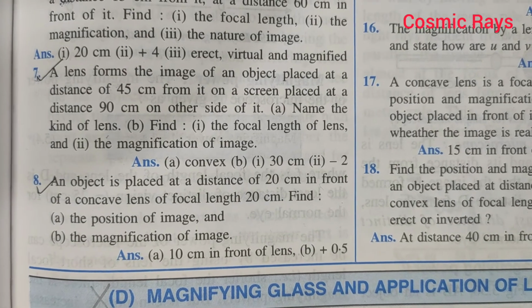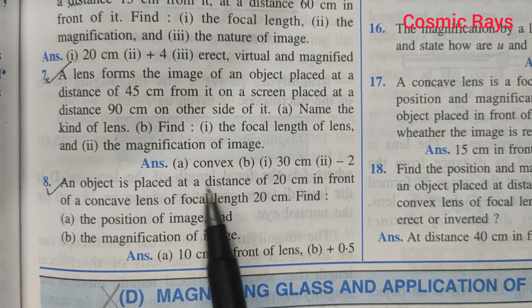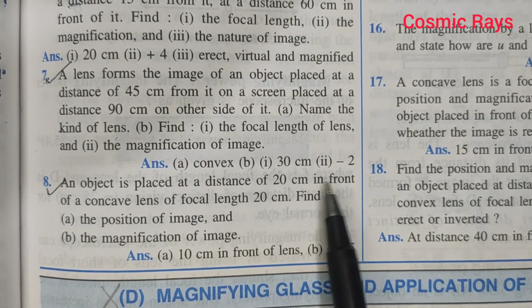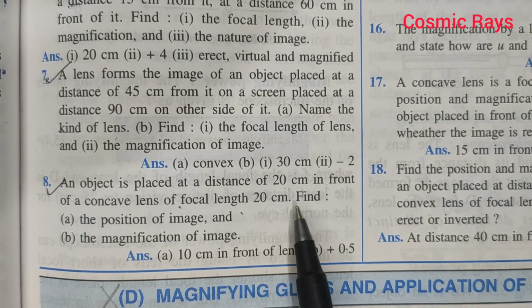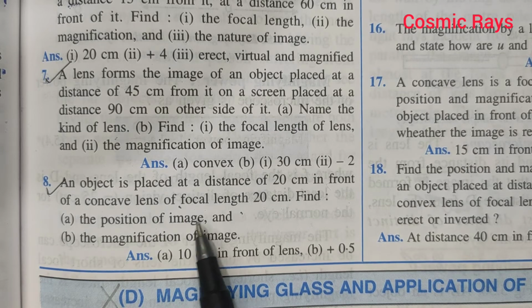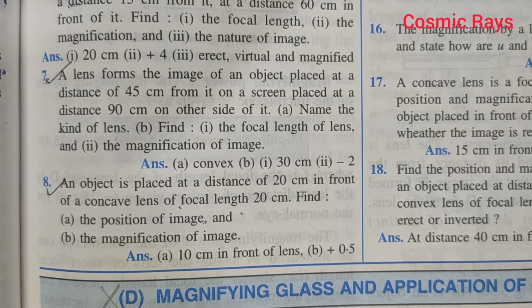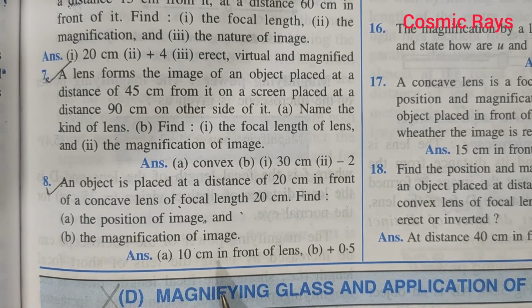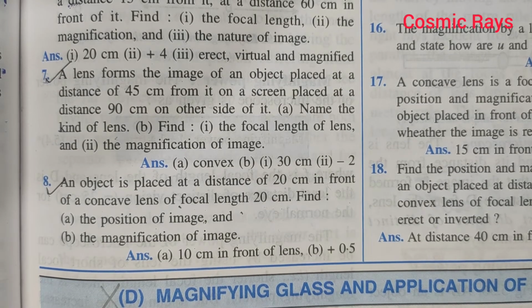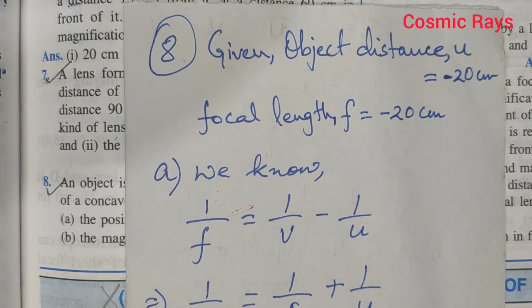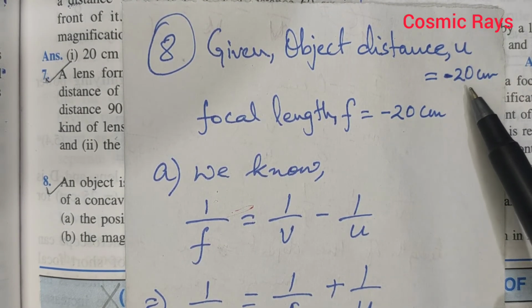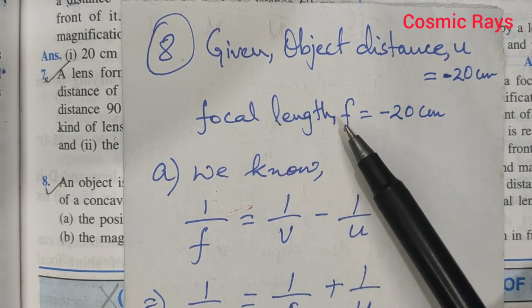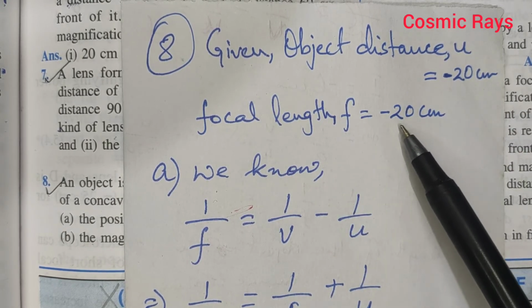Now let's take a look at the next question, that is question number 8. It says an object is placed at a distance of 20 centimeter in front of a concave lens of focal length 20 centimeter. Find the position of image and the magnification of the image. So here for question number 8, we have written the given things. Object distance u is minus 20 centimeter because it is in front of the lens. Focal length is also minus 20 centimeter.